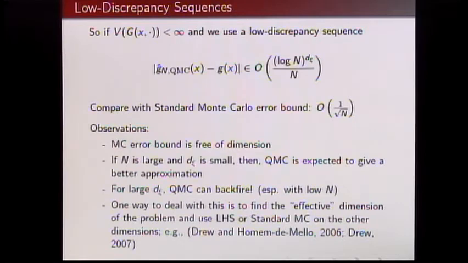For example, Tito and one of his former students worked on this effective dimension for stochastic linear programs with recourse. They try to identify which dimensions are important, employ randomized quasi-Monte Carlo on those, and then use Latin Hypercube or standard Monte Carlo on the other dimensions. It's easier to implement, and it can work better. If you want to learn more about those, this is something to consider.